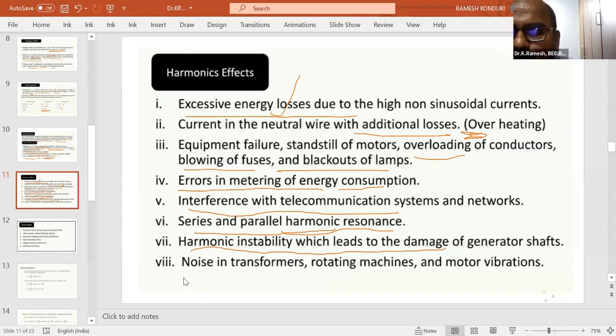So there is a scope for noise in the transformer due to these harmonics. The noise coming out from the transformer can be expected due to these harmonics only, and also in the rotating machines and motors, vibrations. So taking all these facts into account, there is a large scope to develop a particular model using our interested software like MATLAB or any other software.